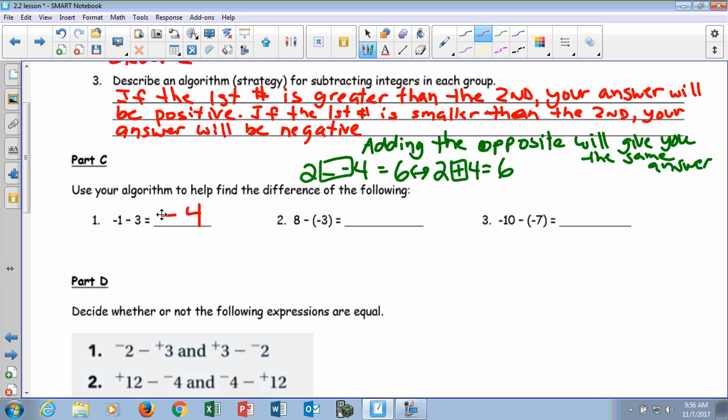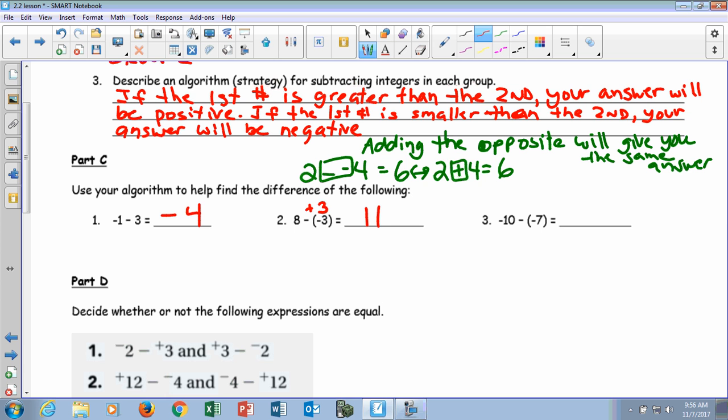Now, look at the second one. Is this number bigger or smaller than what we're subtracting? Bigger, right? So when the first number is greater, your answer will be positive. So 8 minus a negative 3. What was our little rule down here? Right? In green, you can add the opposite. What's the opposite of negative 3? So instead of saying minus a negative 3, you could actually say 8 plus 3, which is 11. How many people got 11? Very good. You followed the rule.